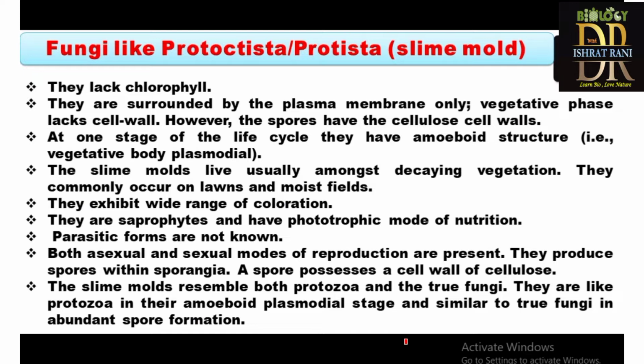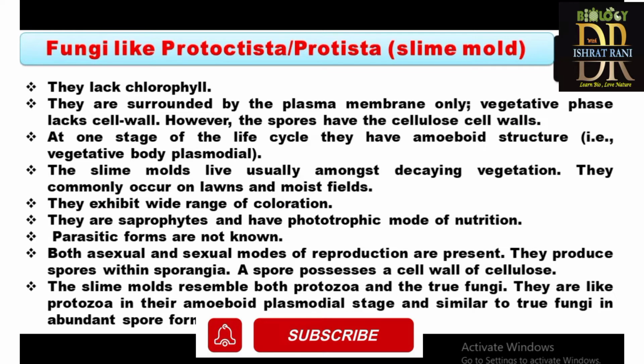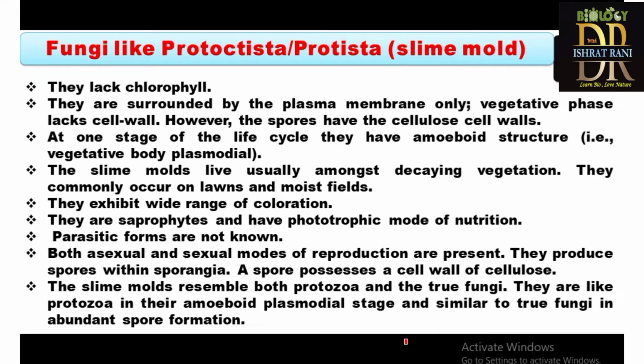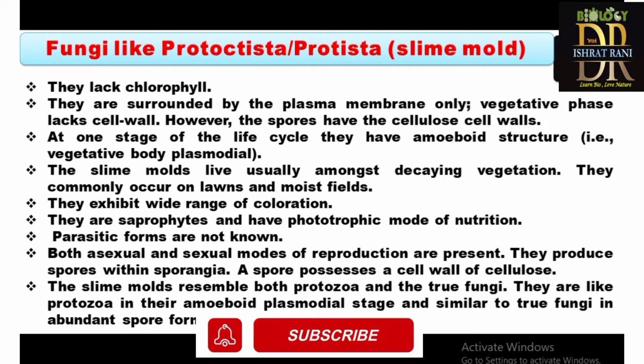They commonly occur on lawns and moist fields. They exhibit a wide range of coloration. They are saprophytes and have a saprophytic mode of nutrition. Parasitic forms are not known. Both asexual and sexual modes of reproduction are present. They produce spores within sporangia. A spore possesses a cell wall of cellulose.